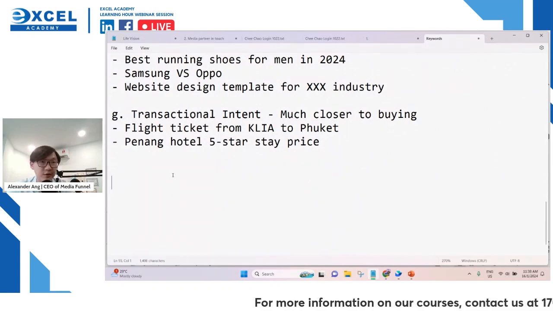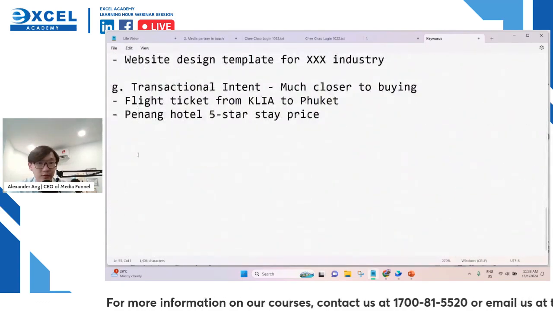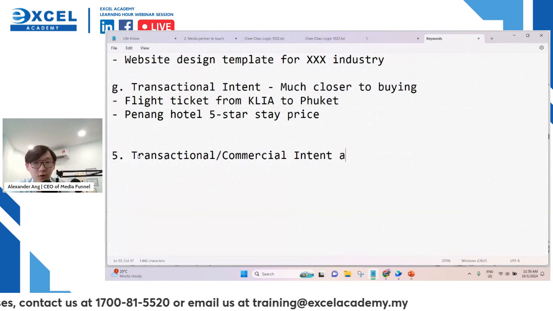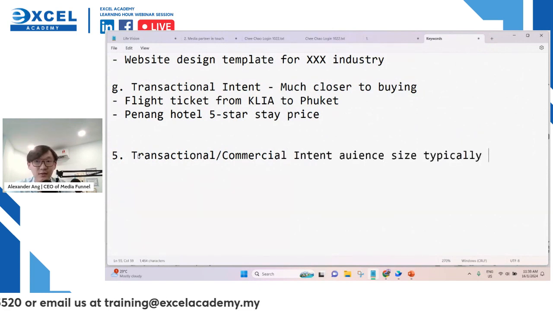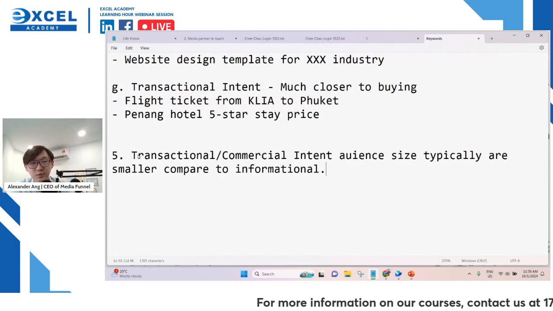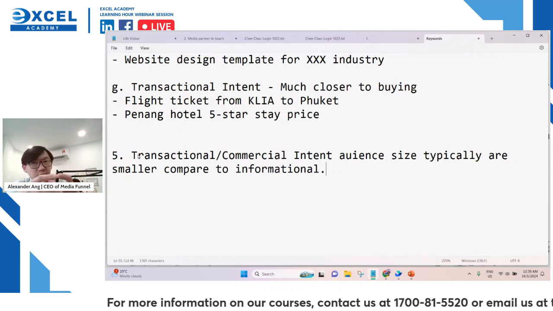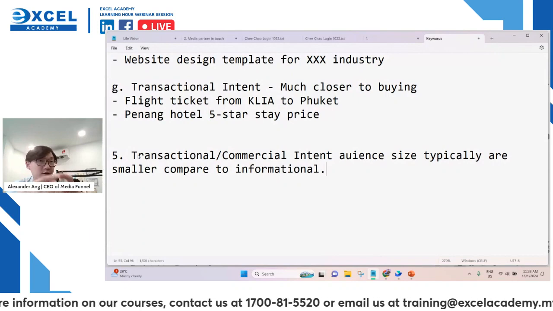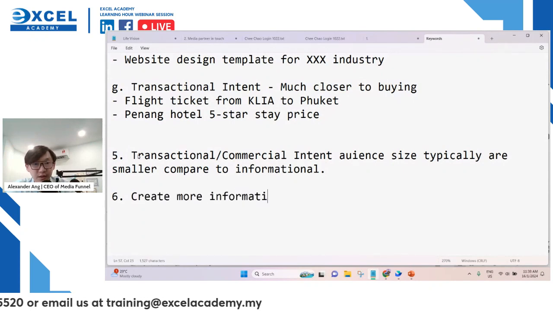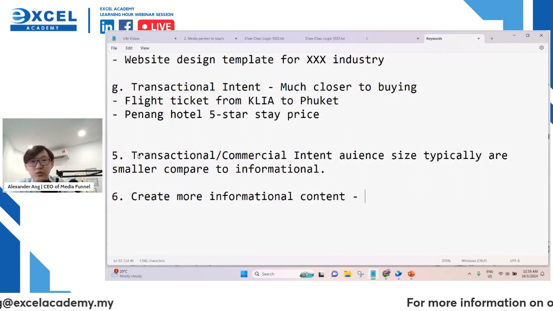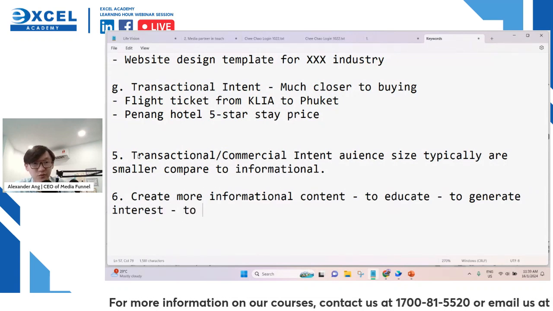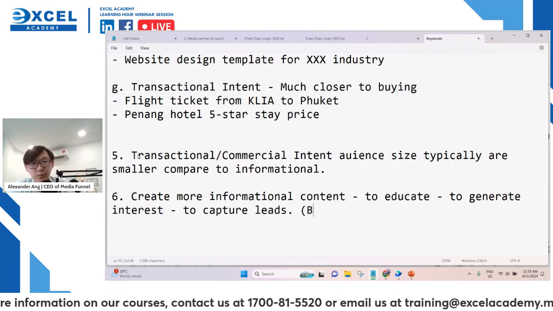So let me just put a note down here. Number 4, 5. Transactional and commercial intent audience sizes are typically smaller compared to informational, because the buyer pool is always limited, and everyone wants to capture this buyer market, so you're going to pay a lot to get these leads. So what you want to do is to create more informational, additional content to educate, to generate interest, to capture leads. So that's where blogging comes in.